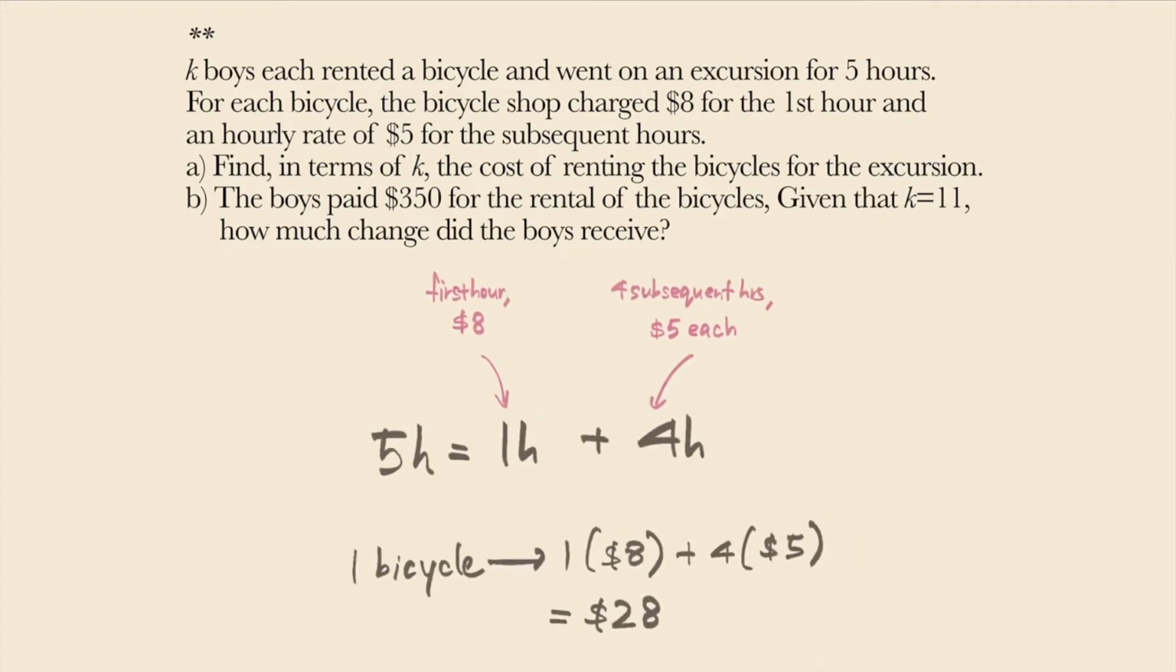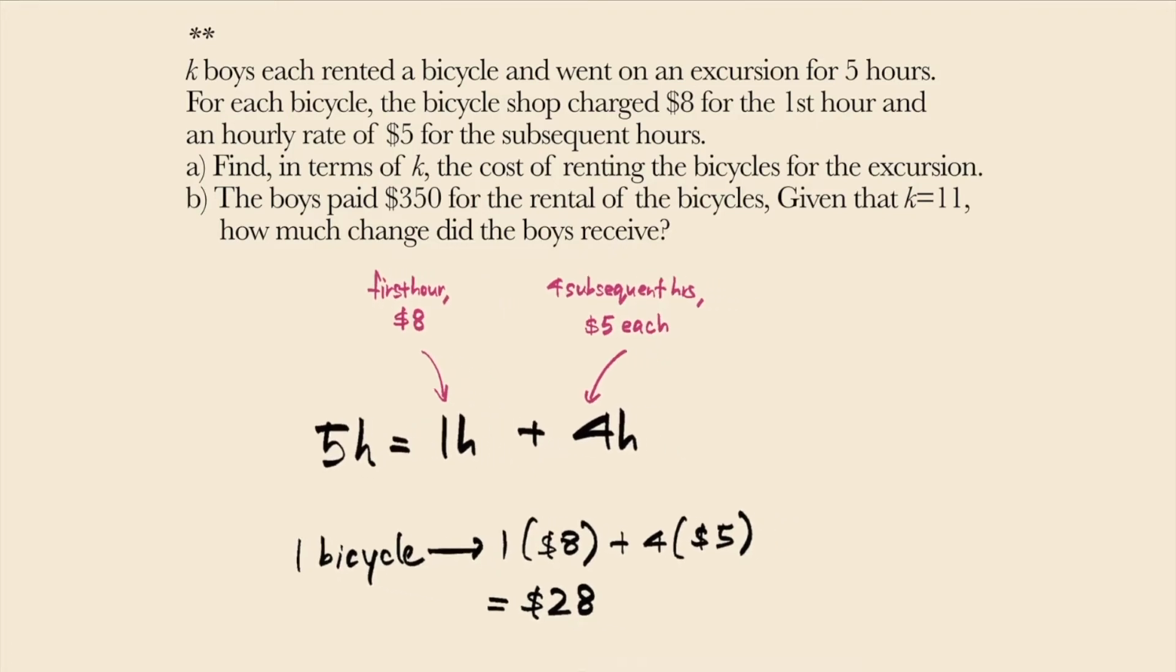So anyway, 5 hours is also known as 1 hour plus 4 hours. And why did I separate that out? Because I want to account for the different rates. So per bicycle, you have 1 times $8 and 4 times $5. So per bicycle, you will pay 28 actual dollars.